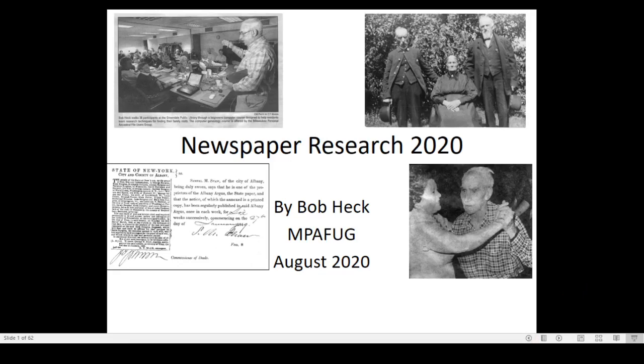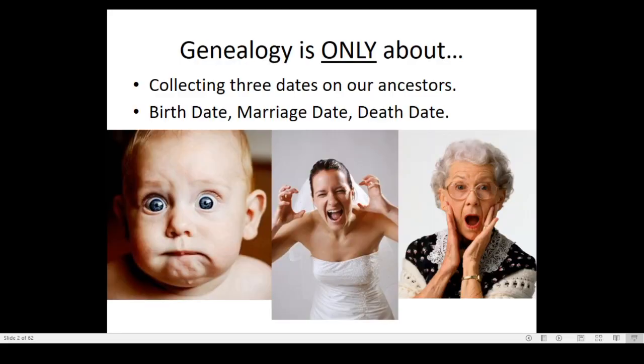This one is on Newspaper Research 2020. And what I've done is I've taken a look at some of the new resources that are available to us and some of the things you may find, where to look, where to research, and we'll go from there. There's some interesting things here. Okay, is everybody ready? All right.